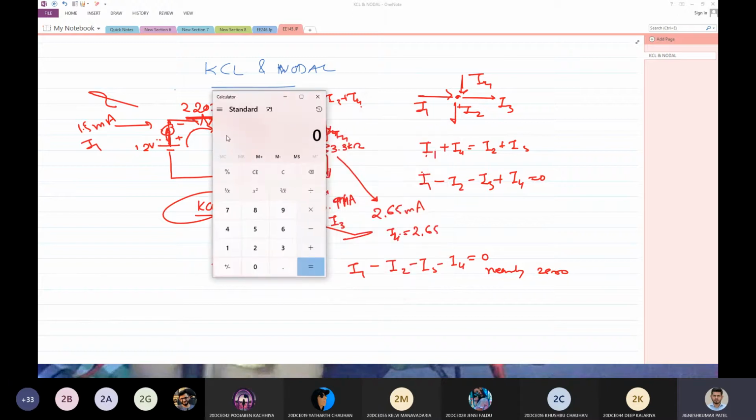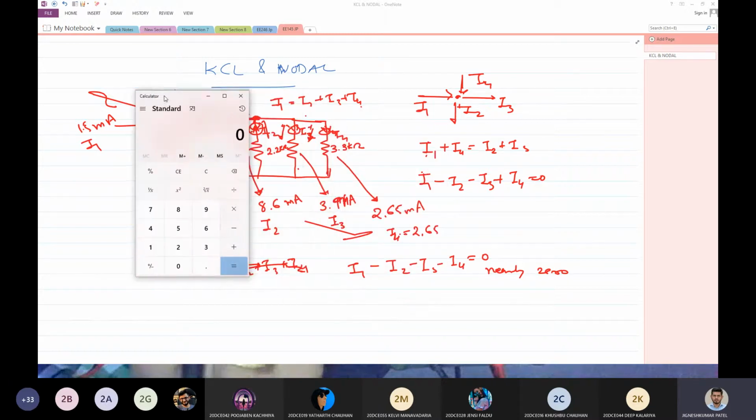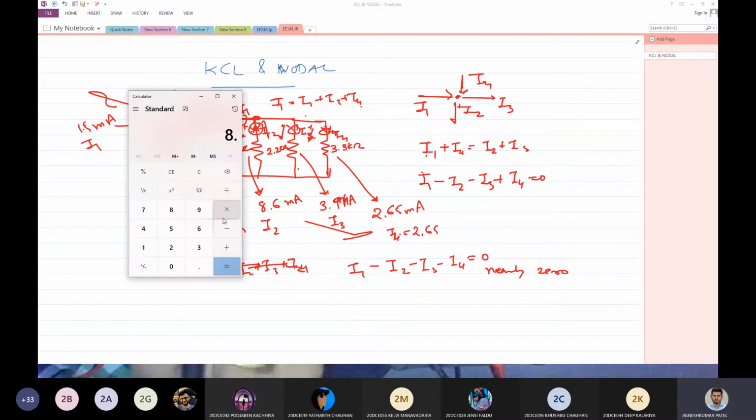So my incoming current is 15 milliampere, and my outgoing current. Let's first sum up the outgoing current. It is 8.6, all in milliampere, so I'm not considering milli right now. 8.6 plus 3.9 plus 2.6. So my current is 15.15 milliampere, and it is almost equal to my incoming current I1, 15 milliampere. So that's how you can say we have proved the KCL.